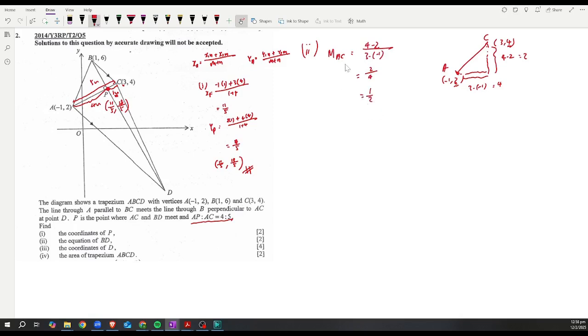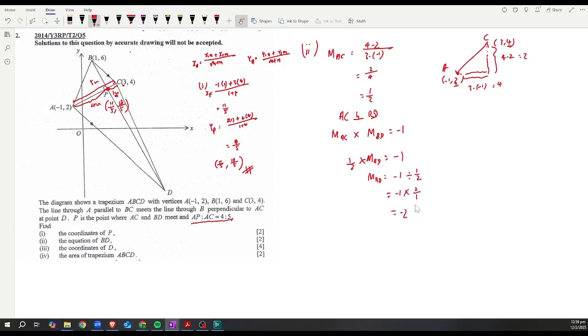Then for perpendicular lines, AC is perpendicular to BD. How they're related is that the product of their gradients, the gradient of AC multiplied by the gradient of BD, will always be -1. This is true for all perpendicular lines. Since we know that AC is half, to find the gradient of BD, we divide both sides by half. So the answer is -2.